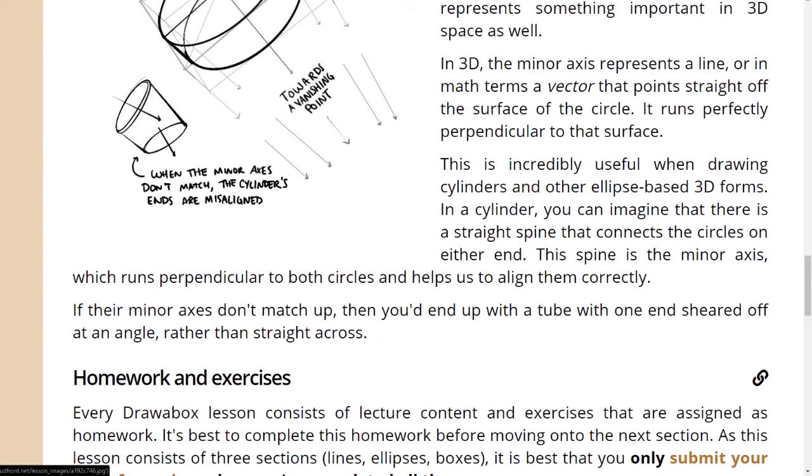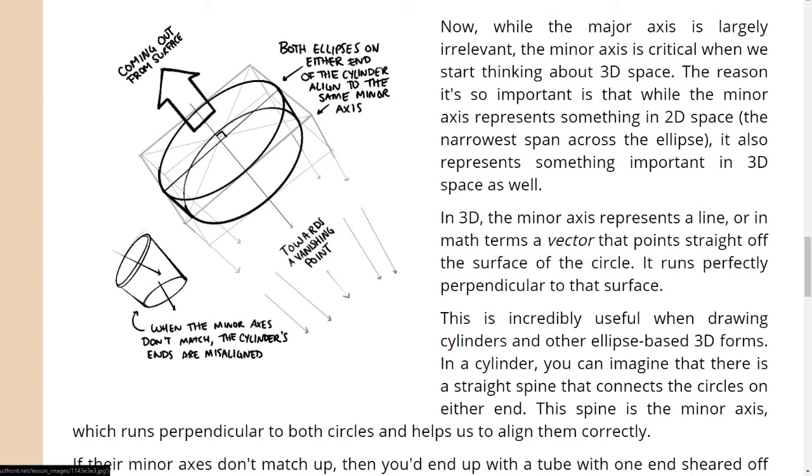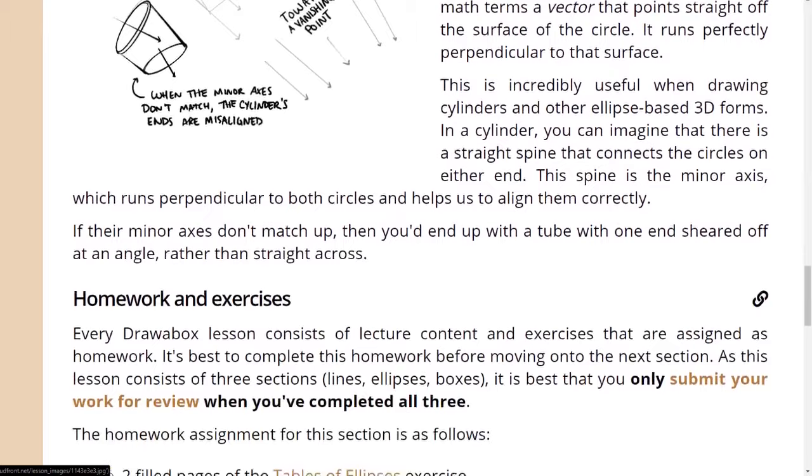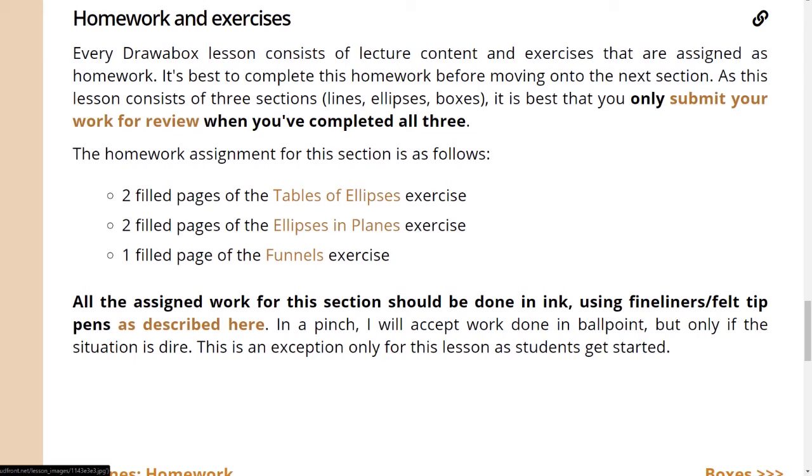This is incredibly useful when drawing cylinders and other ellipse-based 3D forms. In a cylinder, you can imagine that there is a straight spine that connects the circles on either end. This spine is the minor axis, which runs perpendicular to both circles and helps us to align them correctly. If their minor axes don't match up, then you'd end up with a tube with one end sheared off at an angle rather than straight across. And then here's this picture here. Illustrating such. Oh, look, that was relatively short. It's a miracle. Merry birthday, everybody.